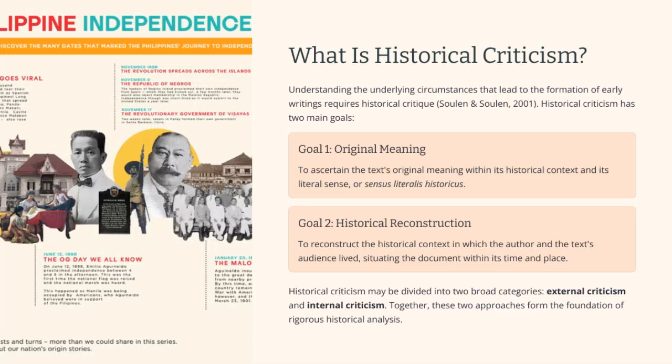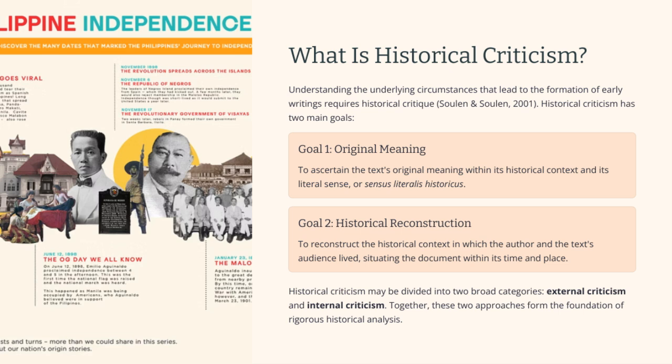Let's explore what historical criticism is all about. It can be broadly divided into two main categories: external criticism and internal criticism. These two approaches together form the foundation of a rigorous historical analysis. External criticism focuses on reconstructing the historical context in which the author and the original audience lived. It involves situating the document within its specific time and place to better understand its background.